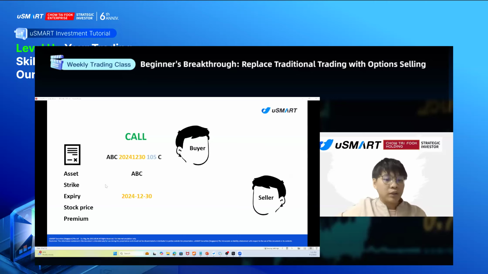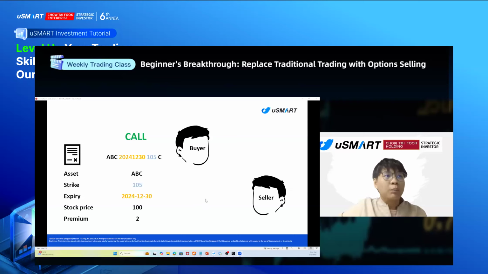So let's get back to this. In the call options, you have the asset name, the quote, which is ABC in this case, and this contract is going to expire on 2024, 12/30. And the strike price is 105. And this is a call option due to the last letter C. And then you can see the stock price right now is at $100. And the premium is $2.